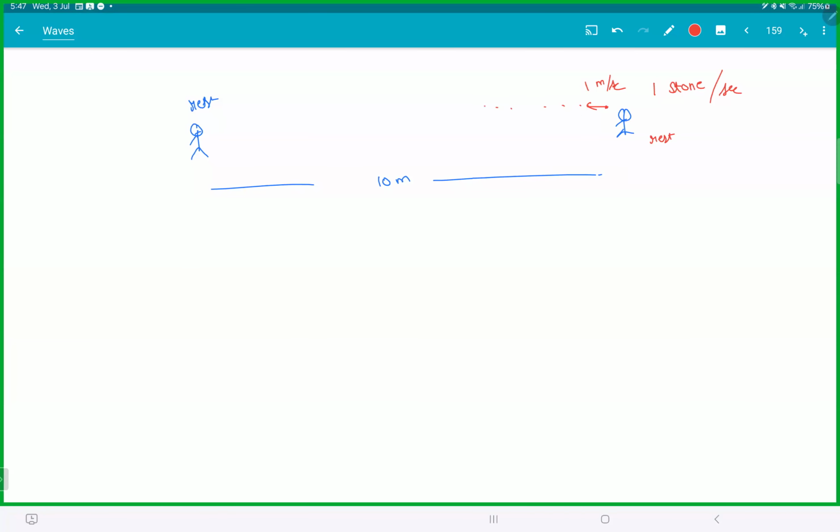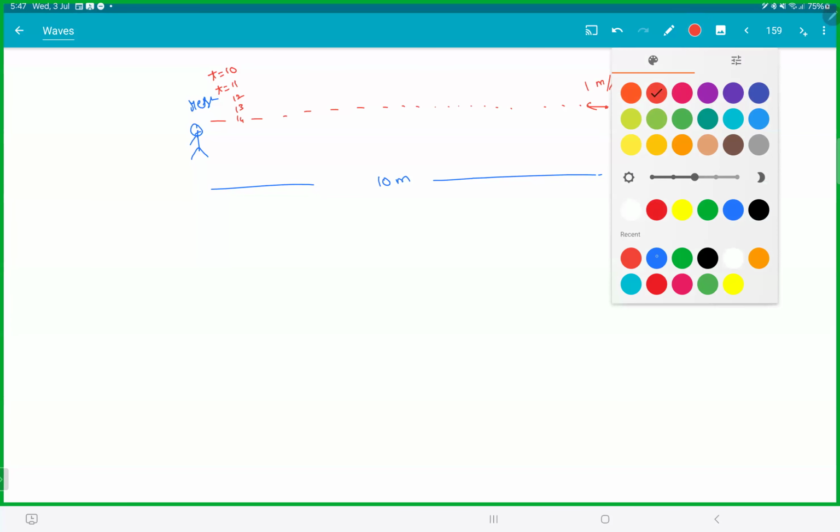The first stone will reach him at t equal to 10. The second stone will reach at 11, the third stone at 12, 13, 14, and so on. So what will you think? Sir is throwing stones at me and I'm getting one stone every second. Fair enough. Standard scenario.